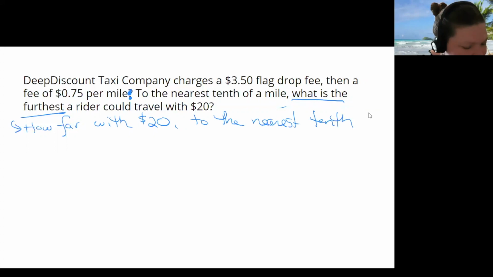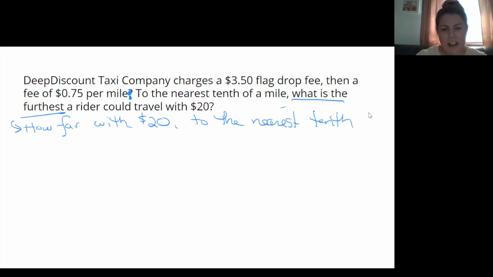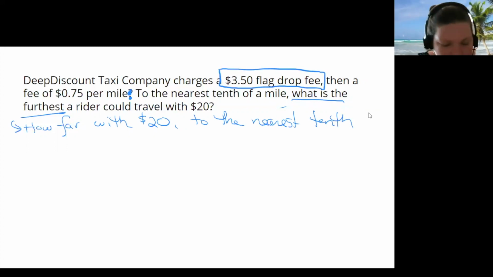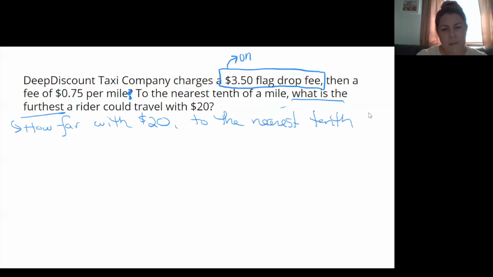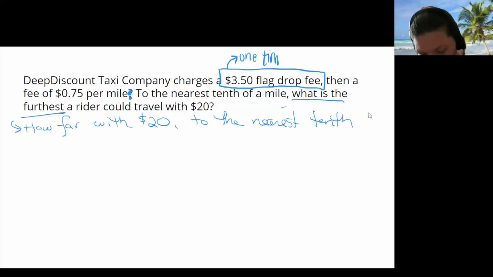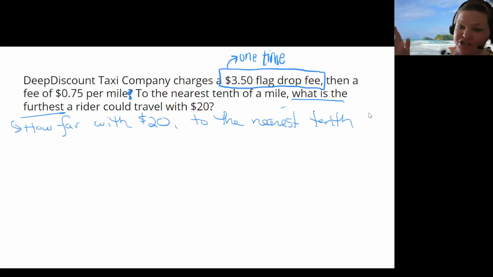Cool. Any thoughts? It says right there, it's just a one-time $3.50 fee. Interesting, because it doesn't say one time. How did you know that was a one-time fee? Because it said flag drop fee. Yeah, again, with word problems and being a little culturally biased, you have to know that a flag drop fee is how much you get charged for just sitting in the taxi. So the second you sit down in the taxi, boom, they charge you that $3.50 right off the bat. That's that one-time fee just to get in.